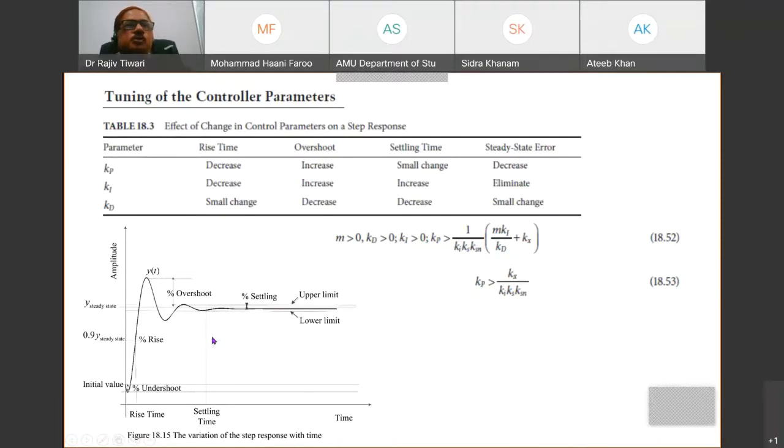So these are some of the criteria by which we can choose the control parameters of a magnetic bearing. As I mentioned, often we do it by trial and error, or they can be optimized also. People are using optimization methods to do this, because there are several objectives, and based on certain conditions we can optimize their values.